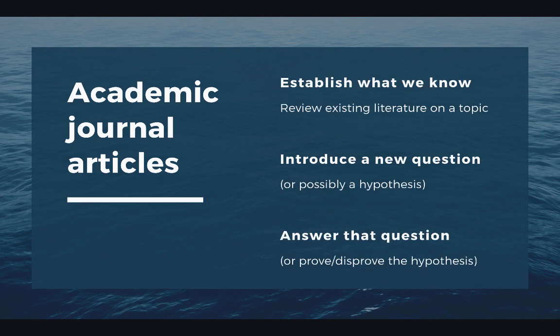So to sum up, academic journal articles do a few things. They establish what we already know in the literature review section, which we'll talk about in a later stage of the research process. These articles will establish a new question to be answered, or they might propose a hypothesis to be tested. And then they answer the question, talking about both the method that was used to do so and about the findings of the primary research.